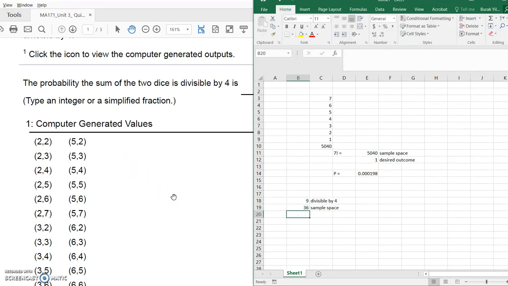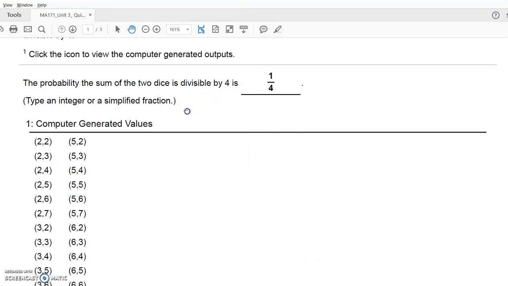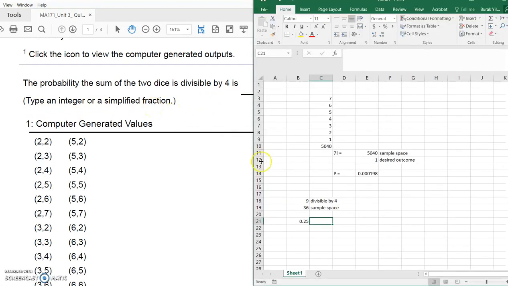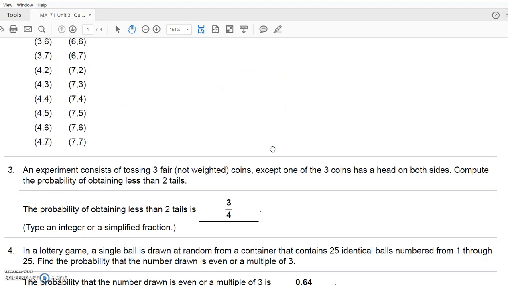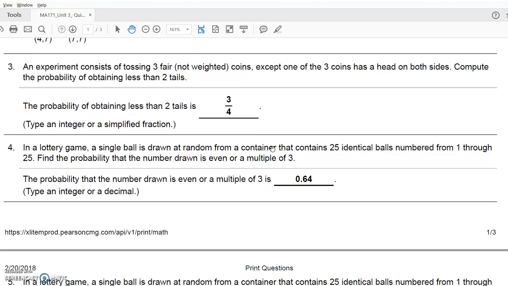So the probability is then 9 divided by 36, which is 0.25. It's actually asking for a fraction, so you would just put 9 over 36, and if you simplify it, that's 1 over 4. So that's number 2. Number 3.